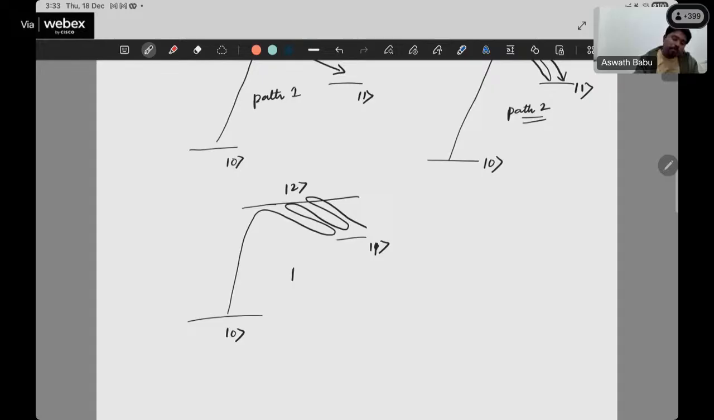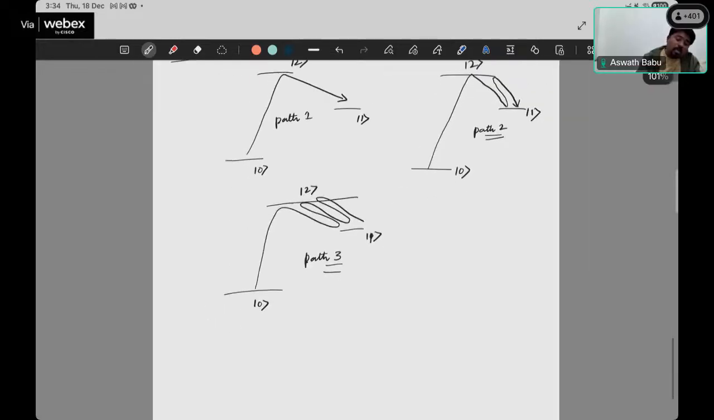So this is one more. Let me call it path 3. How many such paths are possible? Infinitely many. But the initial ones are most dominating, and later ones become less and less dominating. So what happens is all these paths together interfere.